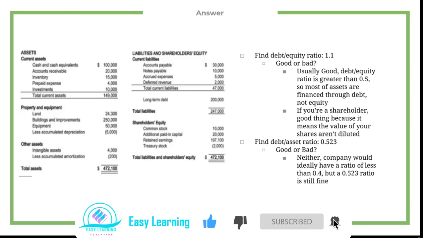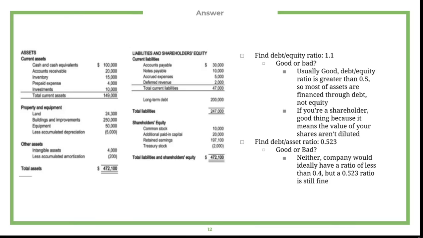So the debt to equity ratio is 1.1, and usually this is good because a debt to equity ratio is greater than 0.5, and this means that most of the assets are financed through debt rather than equity. And if you're a shareholder, this is a good thing because your shares won't get diluted.